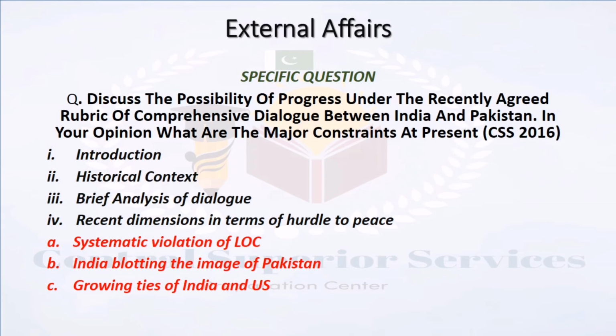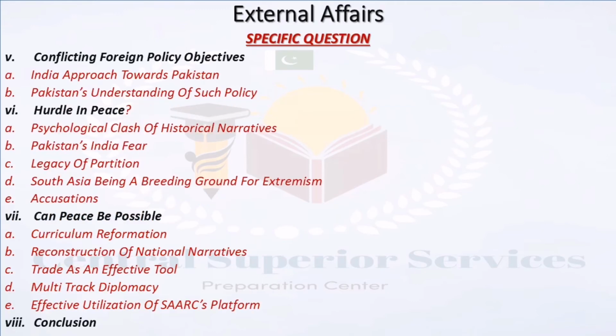Recent dimensions in terms of hurdles to peace, according to the question, such as the systematic violation of the line of control since 2013. You may make a South Asia map here. India blotting the image of Pakistan, or a blame game. Conservative regime in India. Growing ties of the United States and India in the context of Nuclear Suppliers Group membership. Conflicting foreign policy objectives, such as the Indian approach towards Pakistan, regional policy and neighborhood policy. Pakistan's understanding of such policies. Then discuss the hurdles in peace.